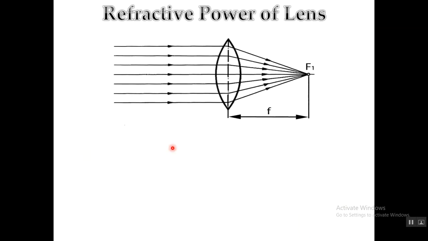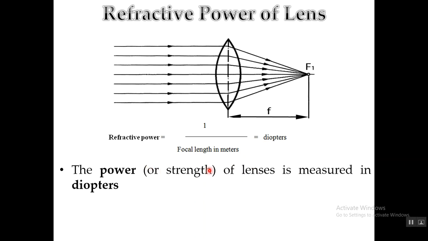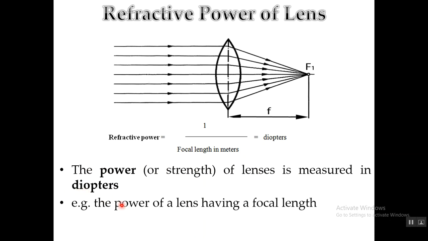So what's meant by refractive power? We can measure the refractive power by this formula. The refractive power for any lens is 1 divided by the focal length in meters, and this is the diopter. The power or strength of the lens is measured in diopters. For example, a lens having a focal length of 10 centimeters, which is 0.1 meter. When we divide 1 by 0.1, it will be 10 diopters.